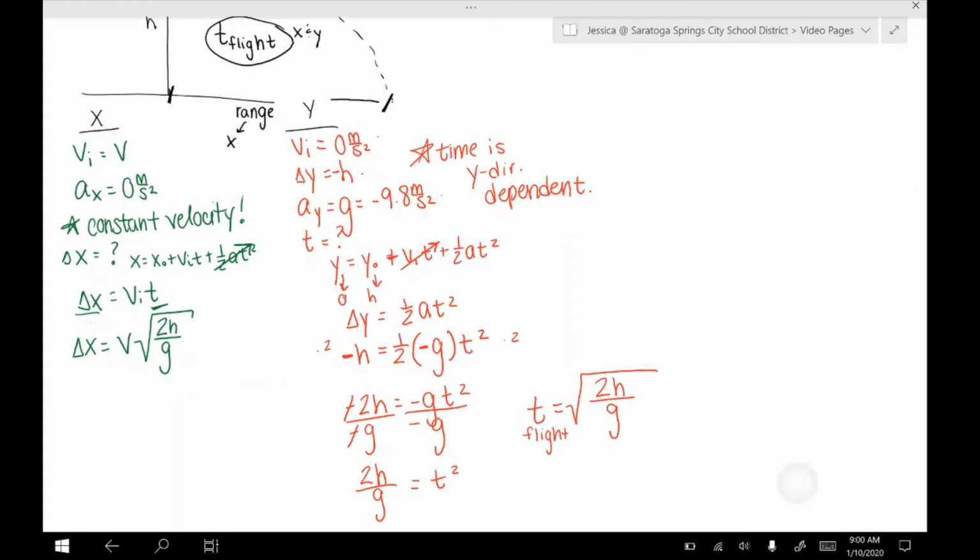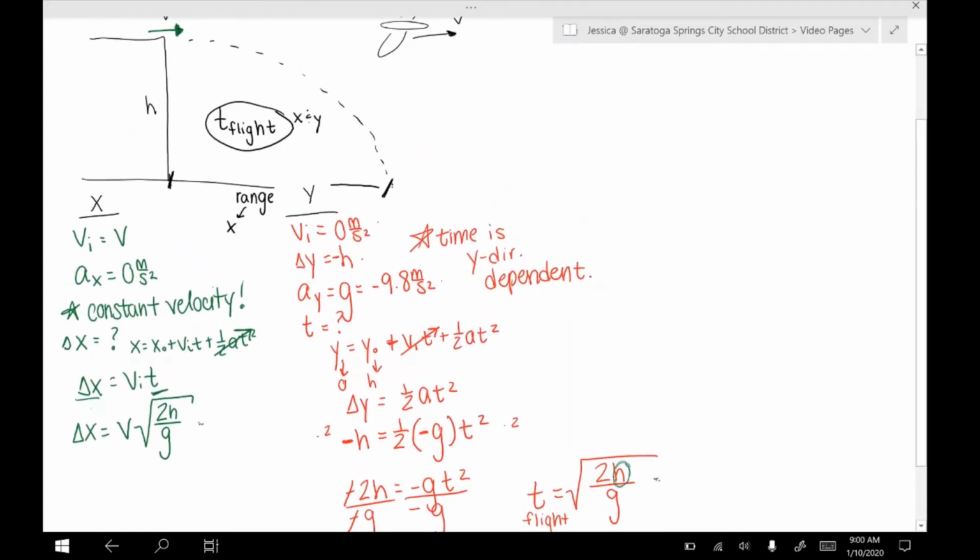Now, as this time increases, this range is going to increase. So some ways to increase the time, looking at my equation, is to change this height. Sorry, it's a vertical height. If I want to increase the time, I would increase the height of the cliff, I would decrease the acceleration due to gravity, or I could launch the object upwards if I wanted.